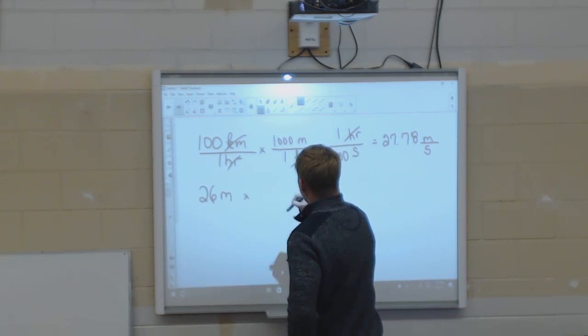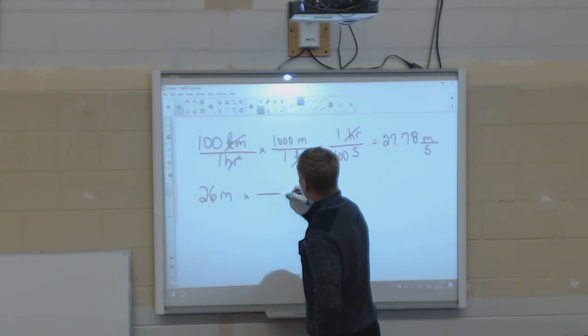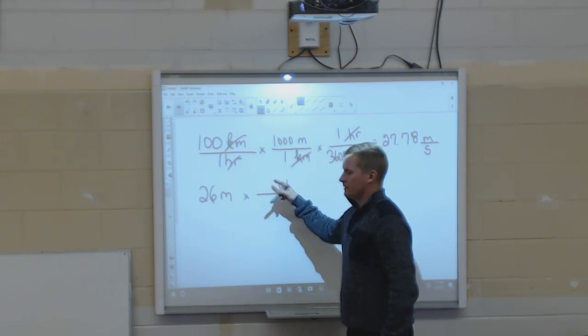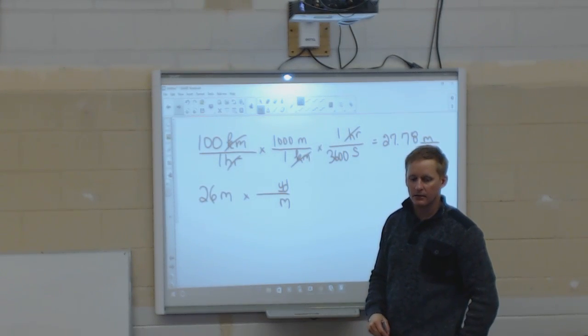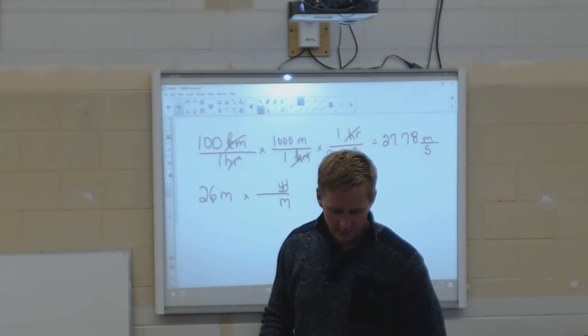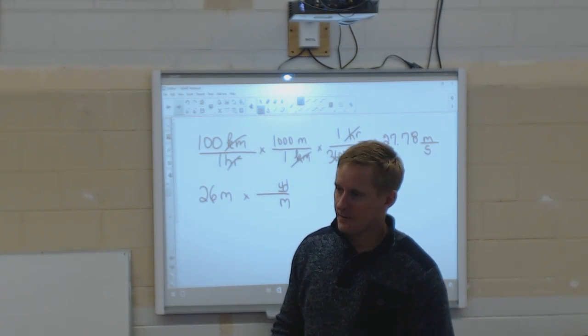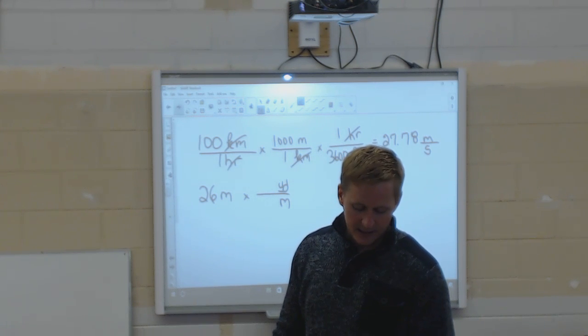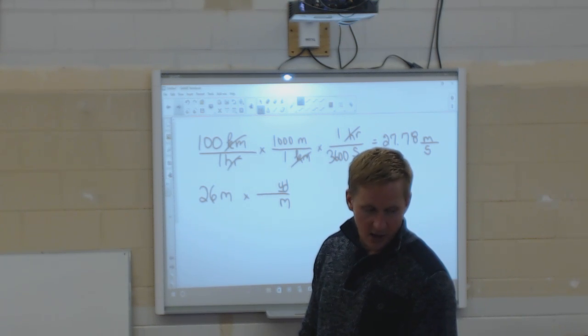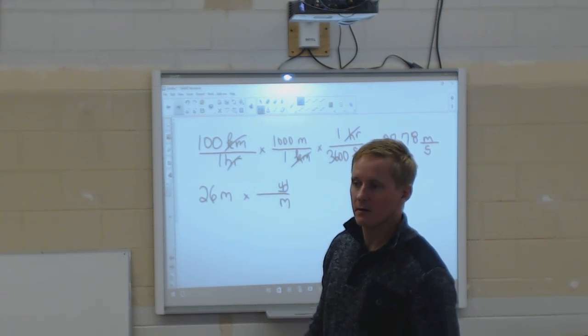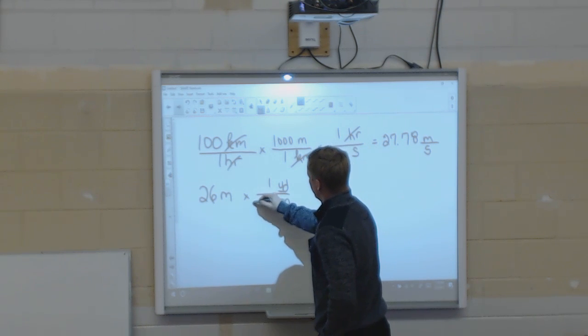Times it by 1.09. Just a second, let's set it up to make sure that we've done this the right way. So I've got yards on top, meters on the bottom. Do we know the number of yards in a meter, or do we know the number of meters in a yard? Do we know both? There's both there, right? So let's do yards to meters then. 1 yard has how many meters in it? 0.9144 meters.